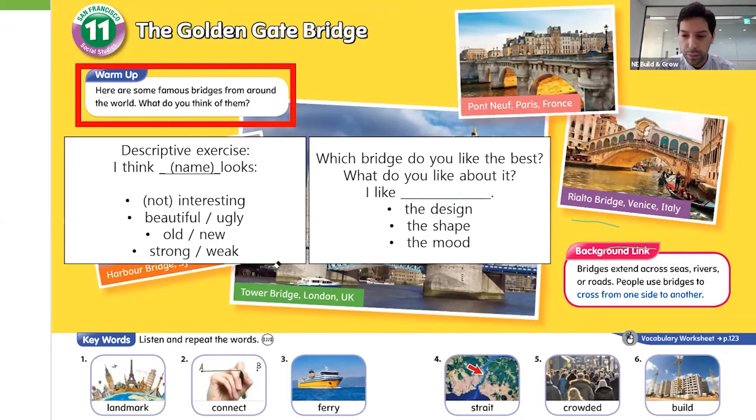But anyway, so here you're personalizing the question to give your students an opportunity to express their feelings, but you're doing it in a very controlled and structured way. All right. So the next part of the lesson, as you can see here, is the background link section. So this provides some kind of background information about the particular lesson, in this case, bridges. So you'll give this to your students, you'll read it out loud, and then maybe you'll discuss it a little bit, right? Bridges extend across seas, rivers, or roads, and people use bridges to cross from one side to another. All right, so that's the first introductory section.